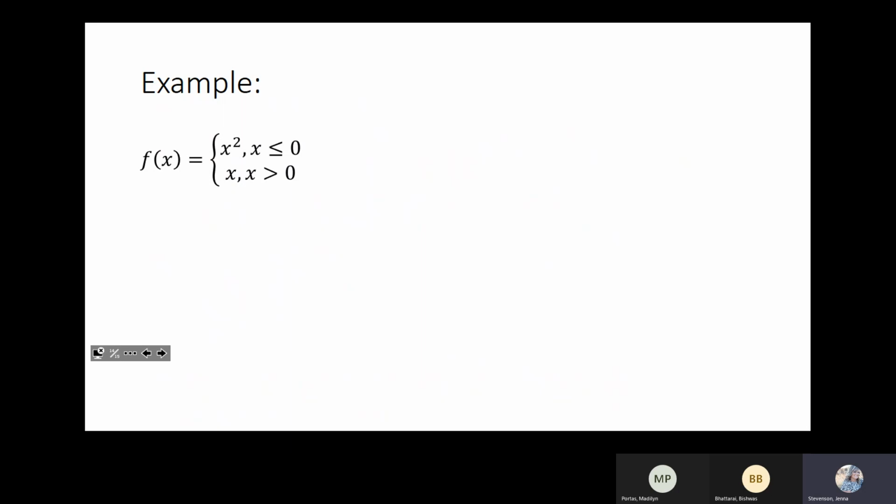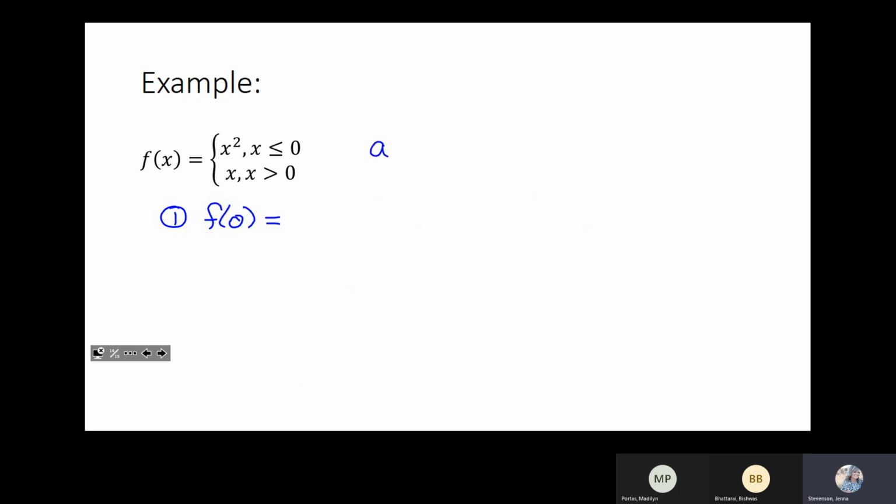So here we have our split function, x squared and x, when x is less than or equal to 0, and when x is greater than 0. Okay, so we're going to check those 3 things. Number 1, does f at 0 exist?